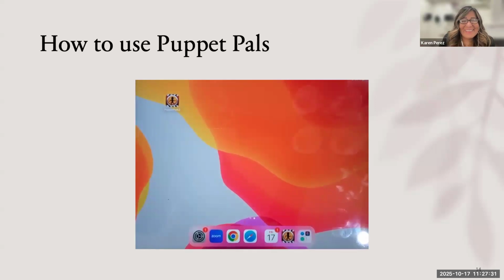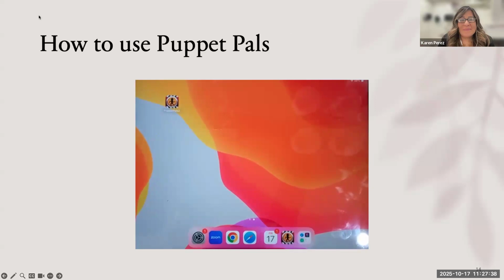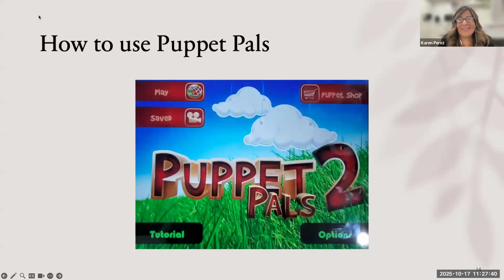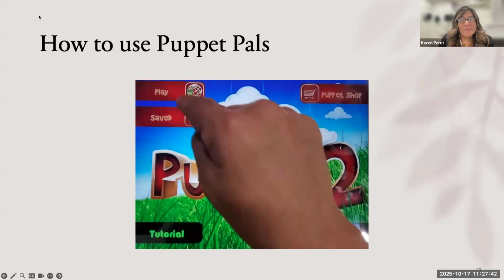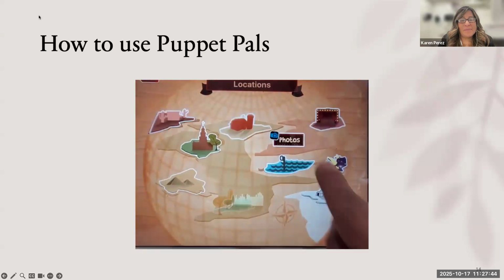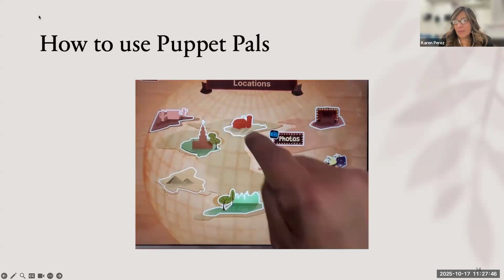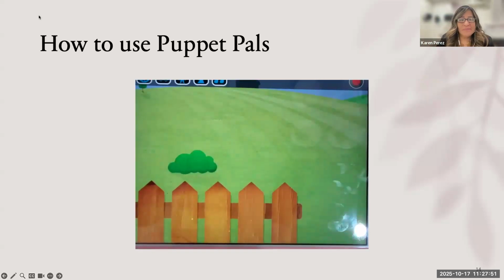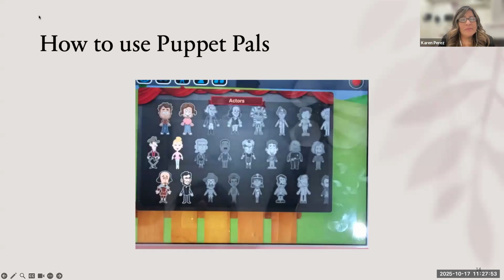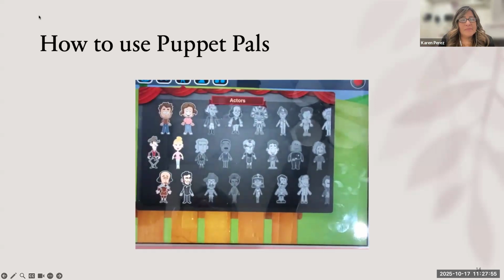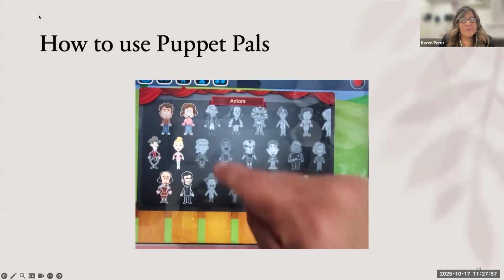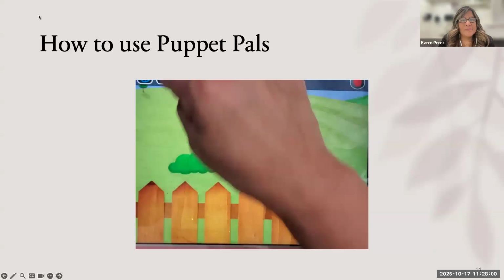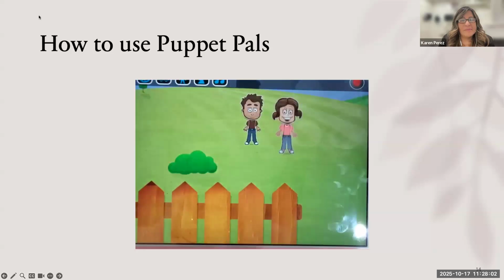Puppet Pals is an app that enables you to make a puppet show or an animation to tell a story. First, let's open the app so I can show you. You click there. This is the main menu. You click on play. And now these are the locations, the setting for your story. I'm going to choose this one. And now you can also choose the characters. If you go here, because I have the free version, I don't have more options for characters. So I'm going to choose him. And I'm going to go back and choose her.